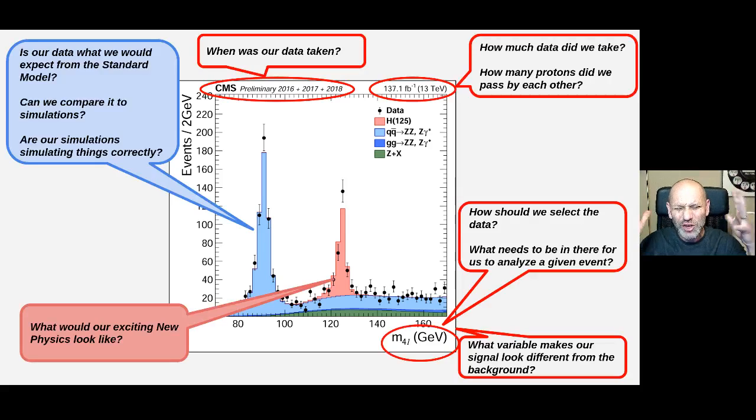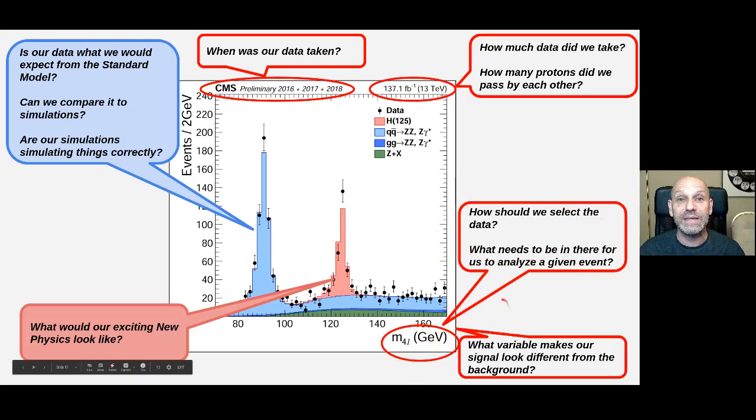And if you just look at this plot itself, you can already see what we may need to figure out and keep track of for our analysis. When was our data taken? It says here 2016, 2017, 2018. Okay, that's run 2. How much data did we take? That is, how many protons passed by each other in order for us to record these data? This is 137.1 inverse femtobarns. It's got the energy up here. We should think about, how did we select the data? Well, it looks like we required 4 leptons.